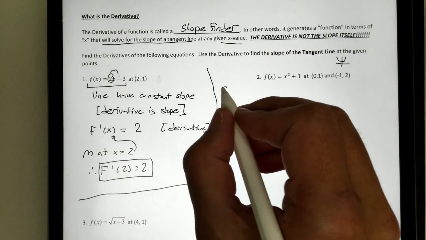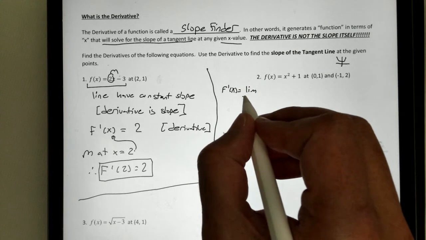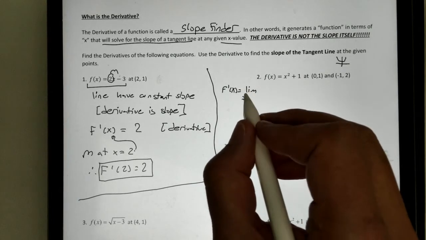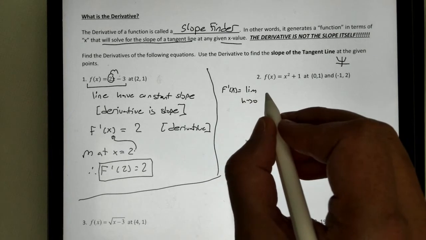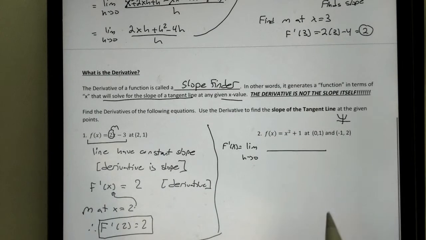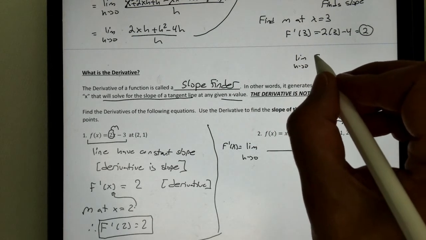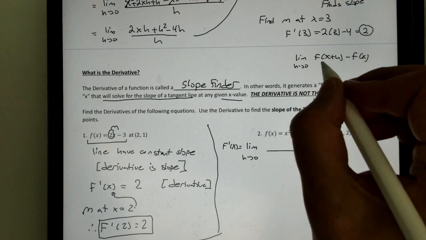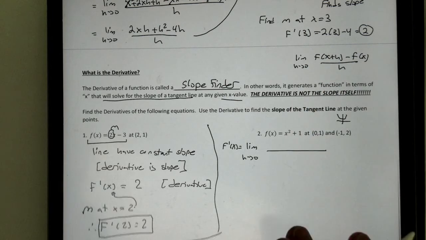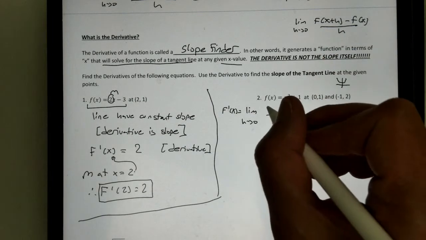So to get f prime of x, we're going to take the limit as h goes to 0. Not x, make sure you use the right letter there. Remember our rule. It's going to be the limit as h goes to 0 of f of x plus h minus f of x, all over h. So everywhere there's an x, I'm going to plug in this x plus h.